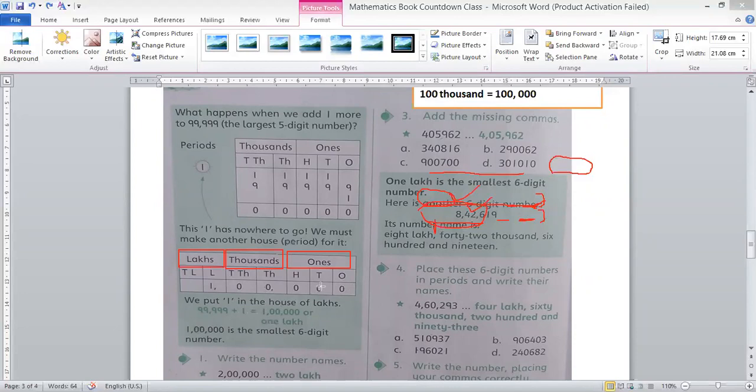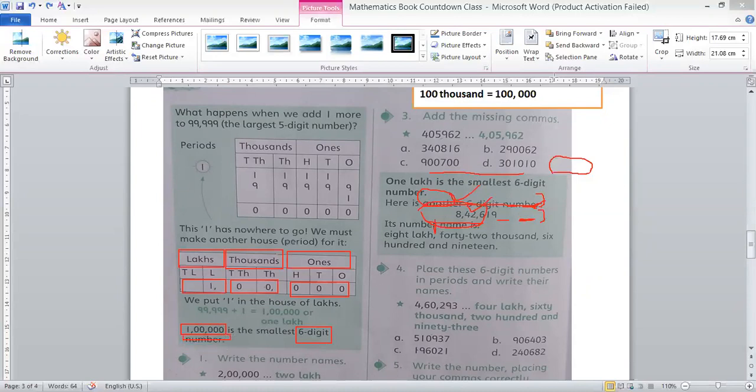The first portion consists of 3 digits: 1, 10, 100. The second portion consists of 2 digits: 1,000, 10,000. The third portion consists of 2 digits: lakh, 10 lakh. So once again, I want to tell you, 1 with 5 zeros is called 1 lakh, and it is the smallest 6-digit number.